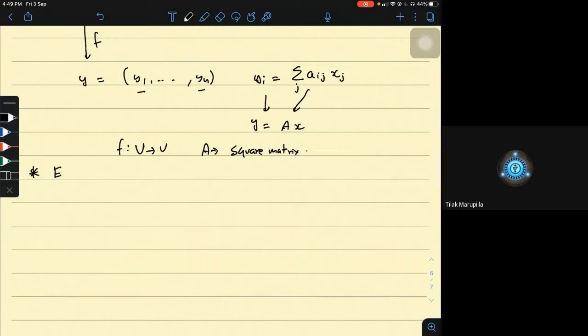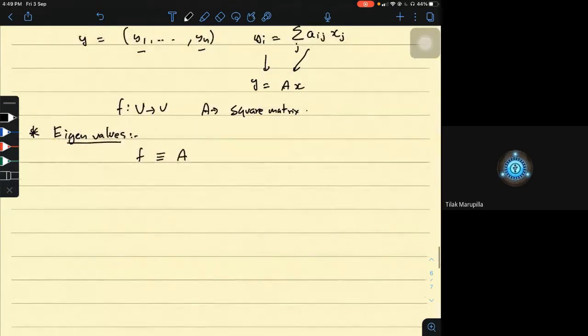So before we proceed to Hilbert spaces, let's look at eigenvalues of a linear operator. So say you have a linear operator f, which is represented by the matrix A, which acts on the vector space V to V.